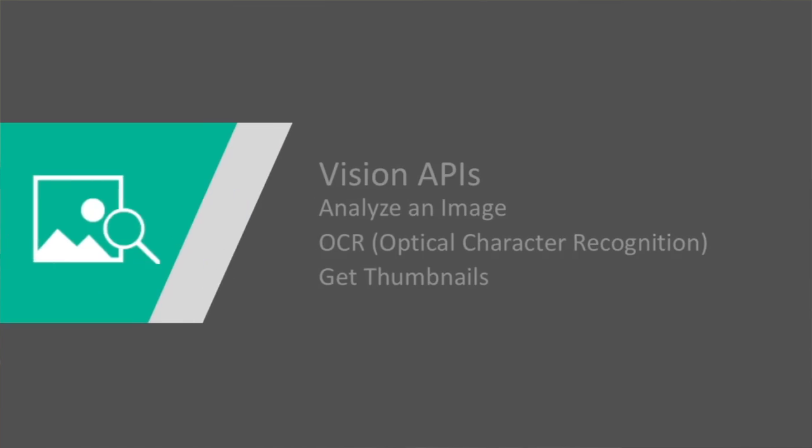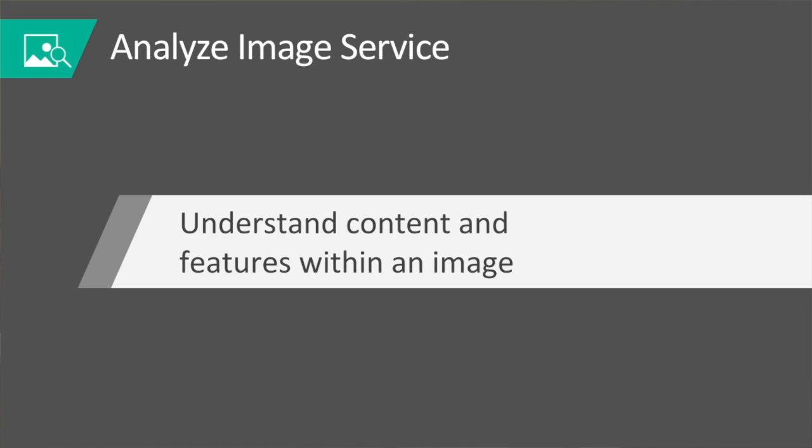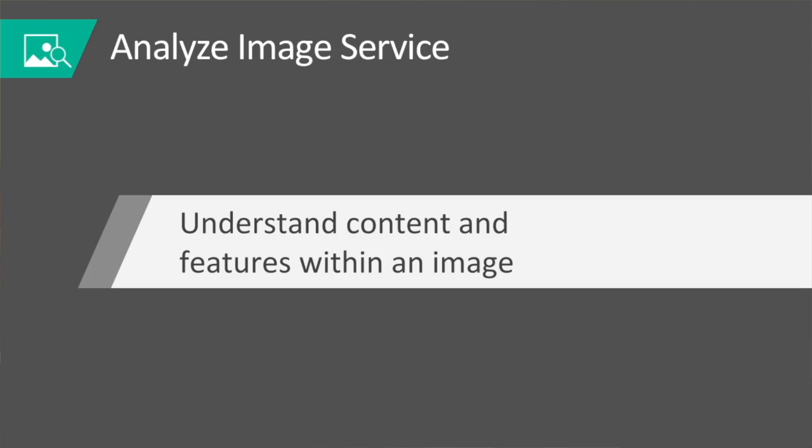Now, the first API I'm going to get into is Vision API. It has the ability to analyze an image. Also, it has the optical character recognition, and also has the ability to get thumbnails. So now, by analyzing image service, it helps understand the features and the content that are actually within an image. It helps with recognizing faces, people, and the types of activity that are actually undertaking within the image, and also the text that's within the image as well.